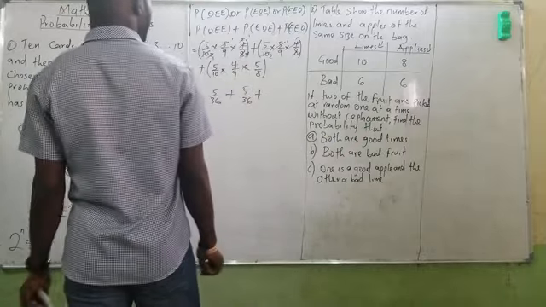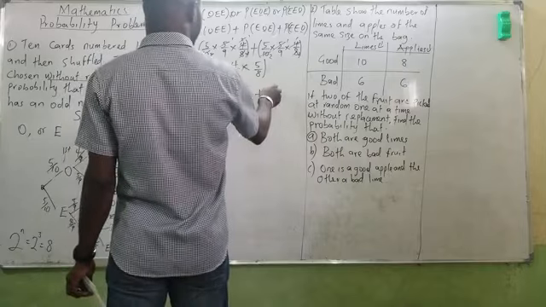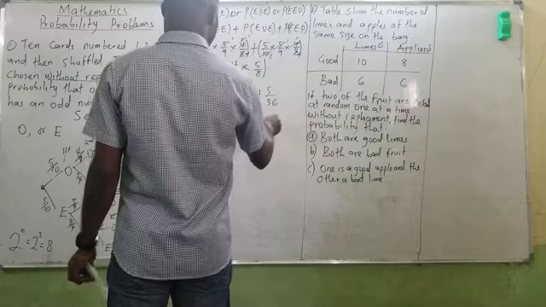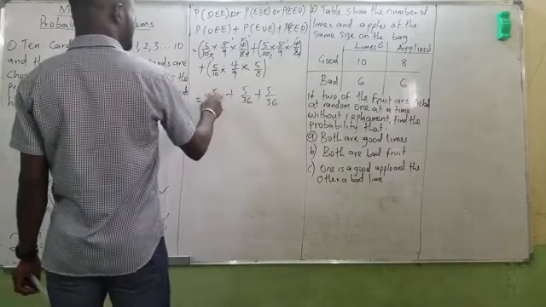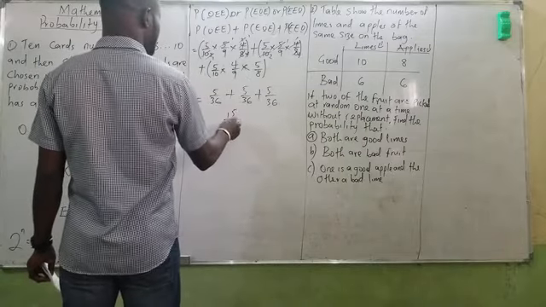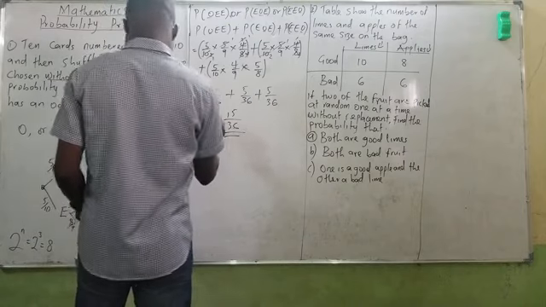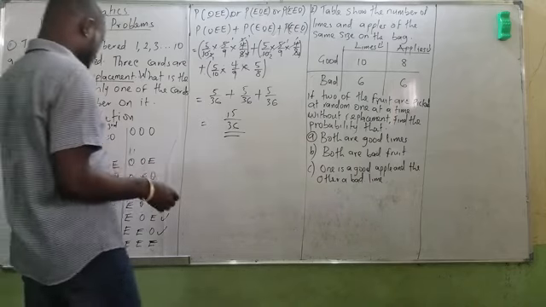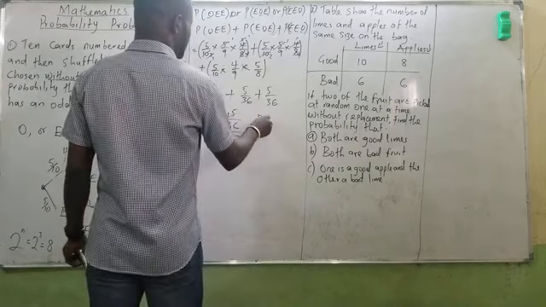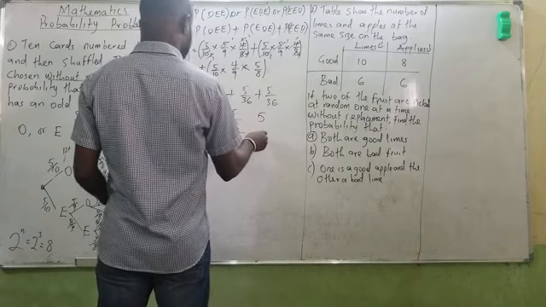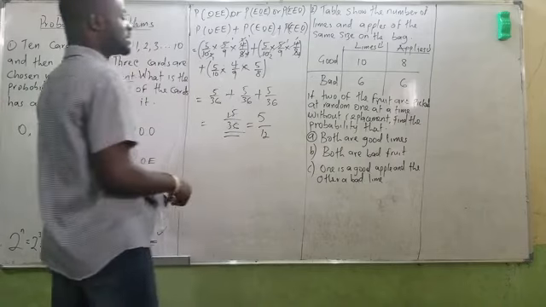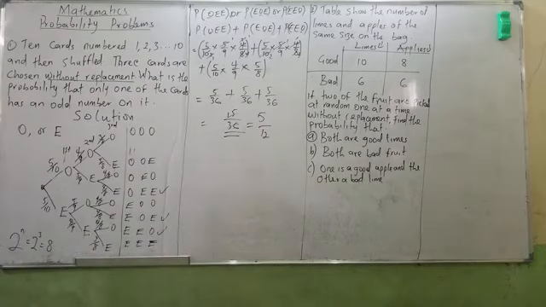Now I'll be having the same thing, which will be 5 all over 36. Now I'll be having 15 all over 36. That is my answer, 15 all over 36. Now I can say that 3 year is 5, 3 year is 12. That is my answer. That is what we need to do there.